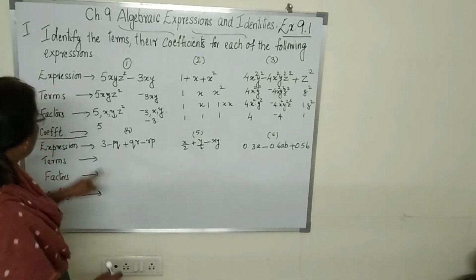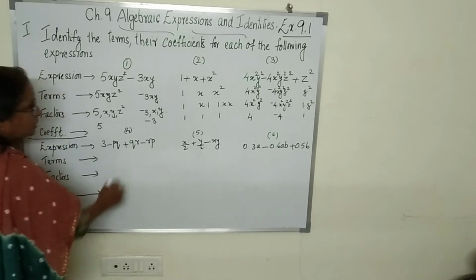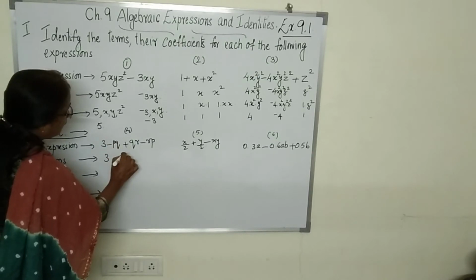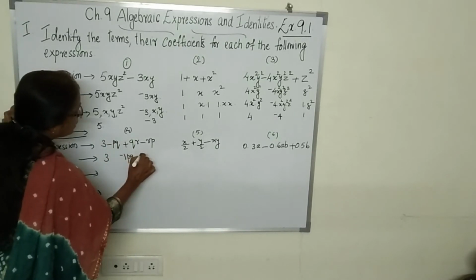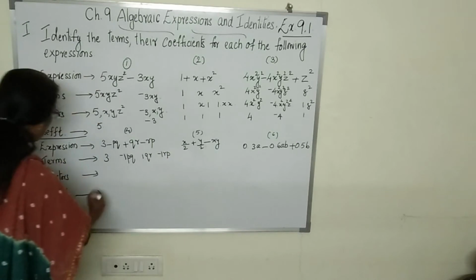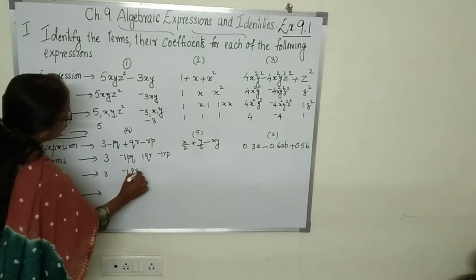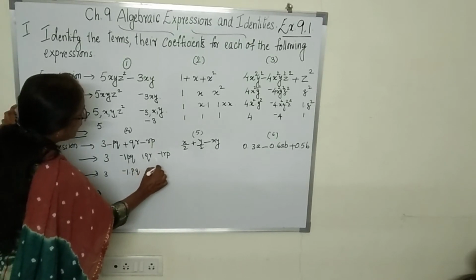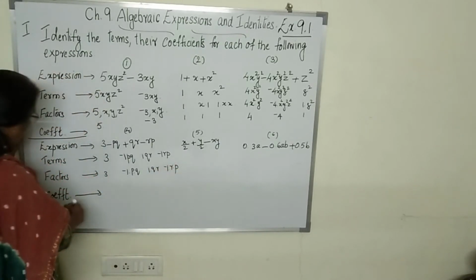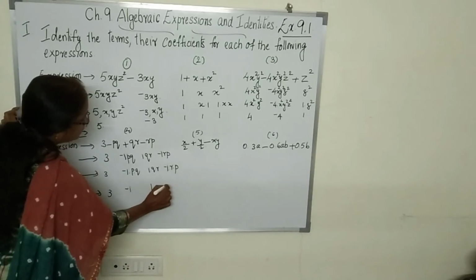Few more questions are there. The expression is 3 minus PQ plus QR minus RP. So the terms are 3, then minus PQ. Minus PQ means minus 1 PQ. Plus QR means 1 QR. Again minus 1 RP. What are the factors? 3. Here it is minus 1 into P into Q. 1 into Q into R. And here minus 1 into R into P. And what are the coefficients? Coefficients are 3, minus 1, 1, minus 1.